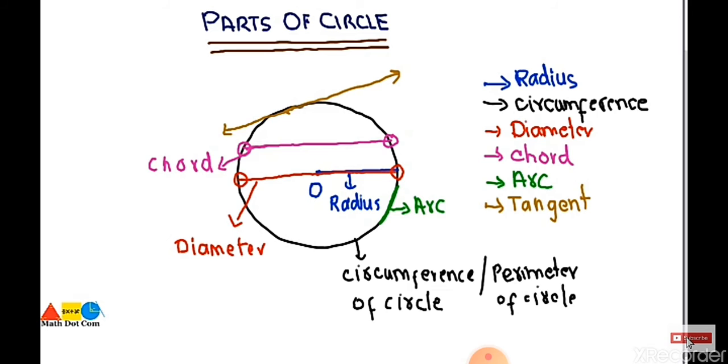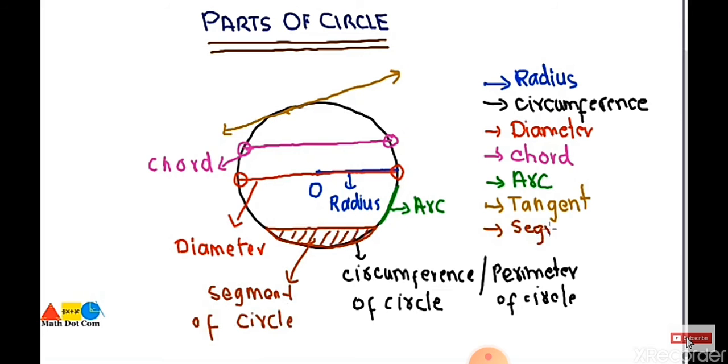Then we have the other part of the circle, that is the segment of the circle. If I draw it like this, this is called the segment of the circle. Now let's see what the definition of the segment of the circle is. This is the key that will help you understand the parts of the circle. So this is the segment of the circle. Now what is actually the segment of the circle? A segment is the part of the circle bounded by an arc and a chord.